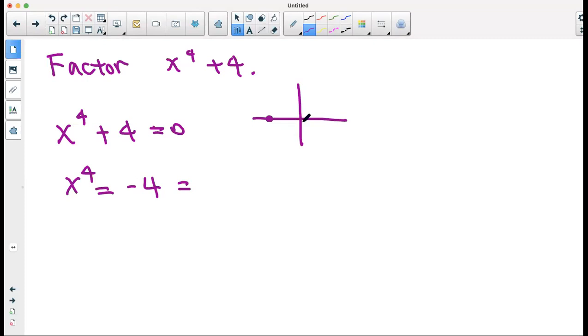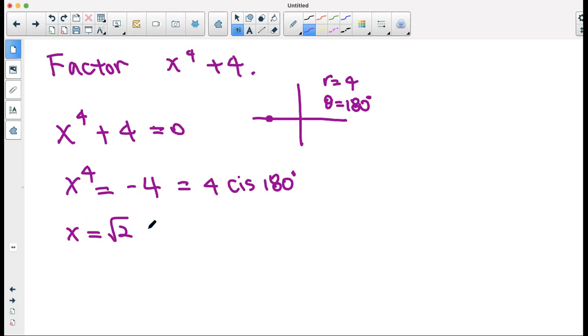The r equals 4, and then the angle theta is equal to 180 degrees. So I'm going to say it's 4 cis 180 degrees. How about that, guys? Is that okay? Then what is x? I have to take the fourth root of 4. What's the fourth root of 4? That's the square root of 2, isn't it?